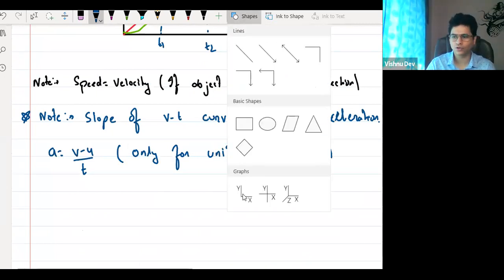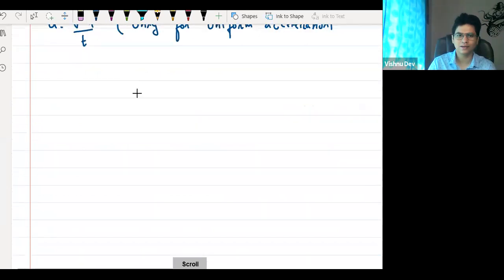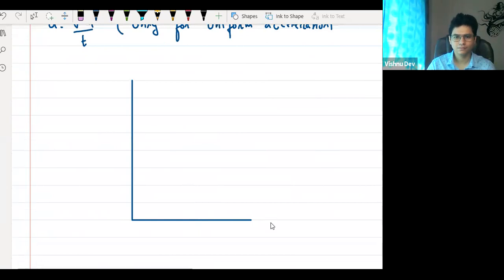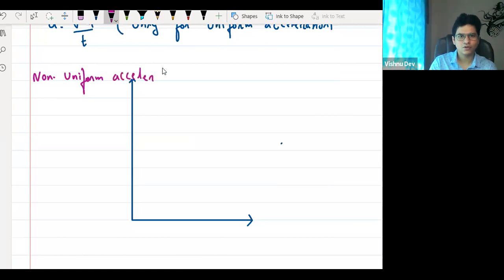ठीक है? अलग से एक बार देखते हैं, ठीक है? So non-uniform motion. Foundation students might get it, ठीक है? ध्यान दो. So this is your non-uniform motion. Non-uniformly accelerated motion, or non-uniform acceleration. So let us take it like this. ठीक है.